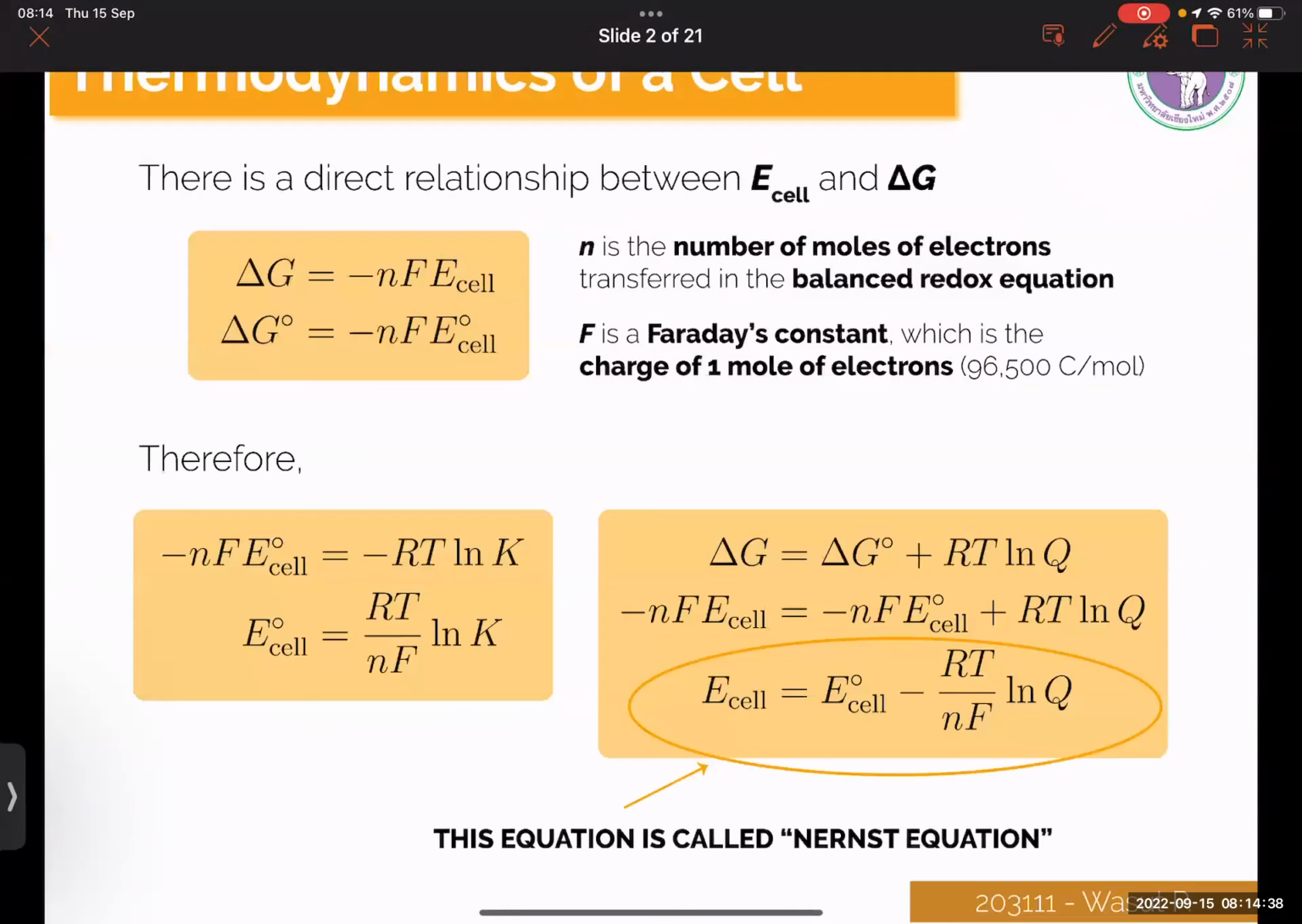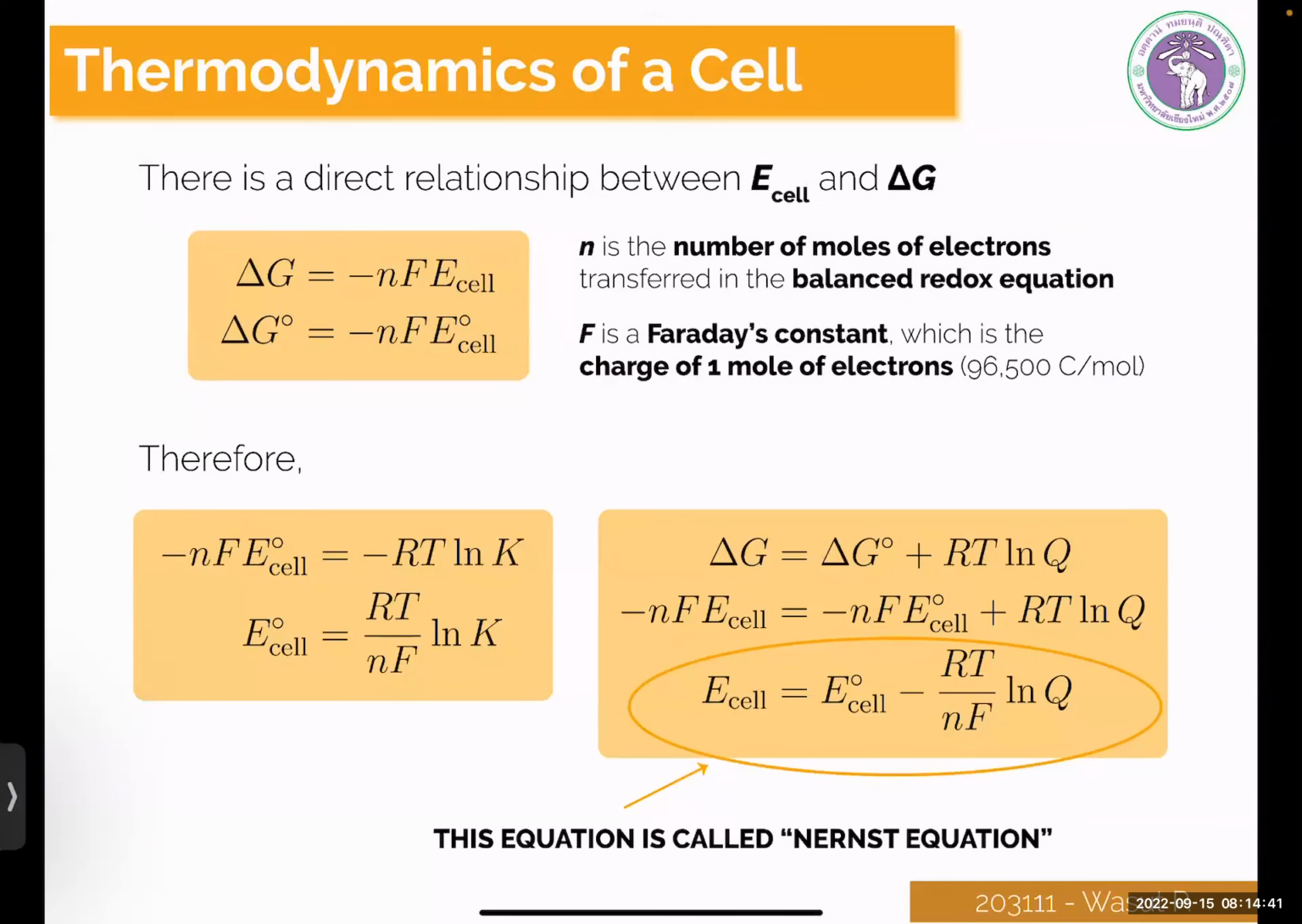Okay, so now this is just a review, basically. So this was the equation that we covered from the previous section. We talked about how the E cell or E naught cell are related to the thermodynamics parameters. So you can see here that they are all related to delta G and delta G naught. Where delta G is just minus n times F times E cell, and delta G naught equals minus n times F times E naught of the cell.